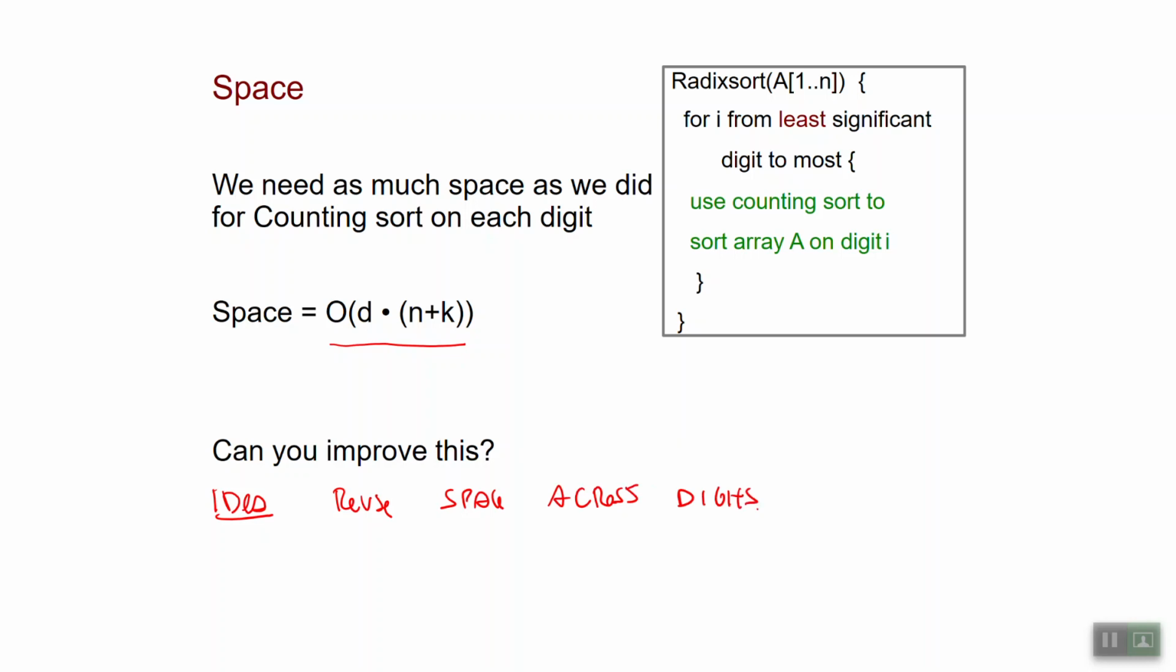Okay, so once I've sorted with respect to one digit, I have a new input and I can forget anything else. So the space in this case will be just order of n plus k. You don't have a dependence on d. You sort with respect to one digit, you have your output, then you forget anything else. Then you sort with respect to another digit, and so on. The only thing that you need to remember is which digit you're at, and that takes constant space.